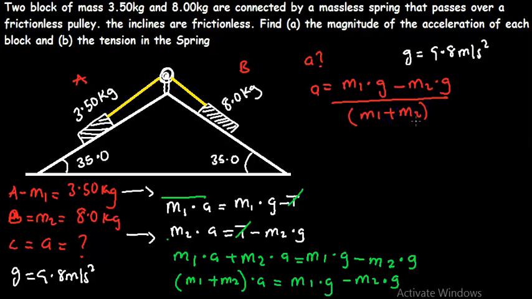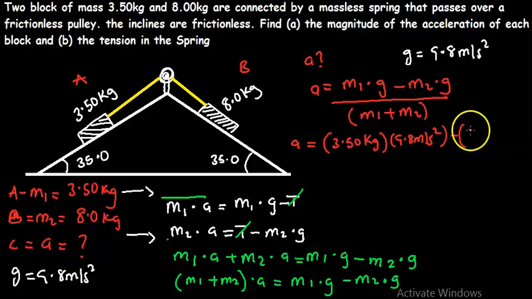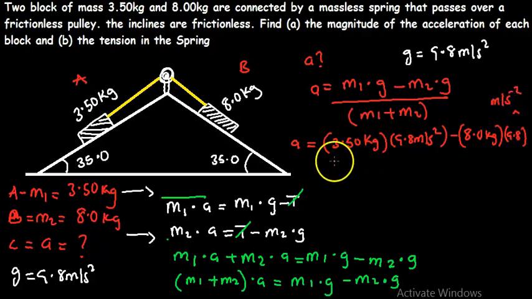Then at this point, we can substitute our value. When we set acceleration, what is M1? M1 is given to be 3.50 with the unit kilogram. G is 9.8 in meter per second square, minus M2. M2 we're given here, which is 8.0 in kilogram. We're going to multiply that by 9.8. Remember the unit here is meter per second square. We're going to divide everything by M1, which is also 3.50 in kilogram.